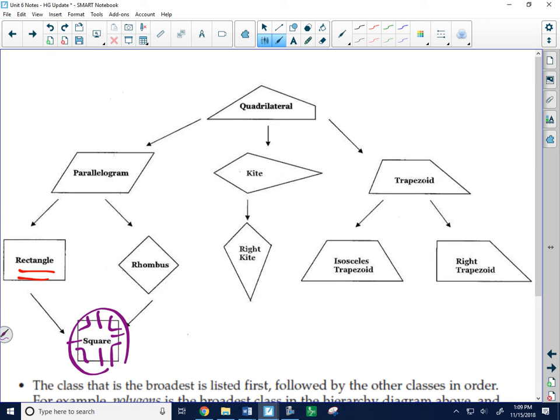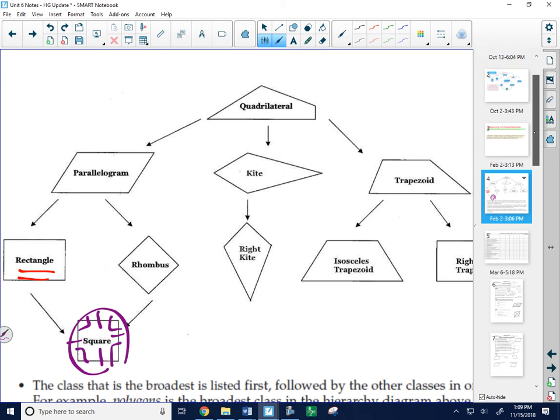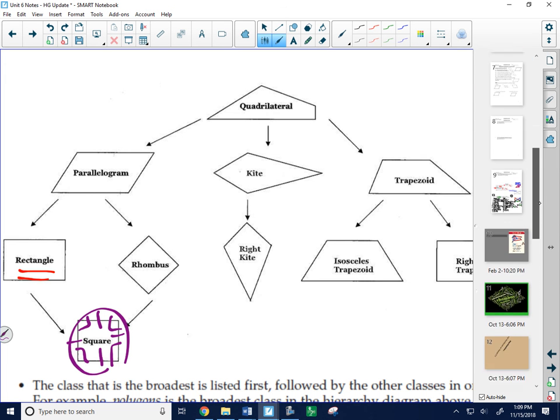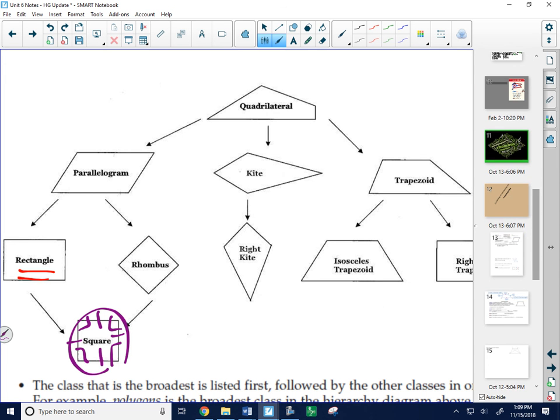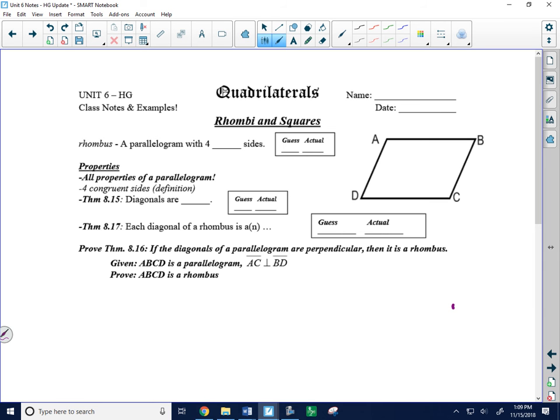So let's look at rhombi. This is a type of parallelogram. It has all the properties of a parallelogram. It does not have the properties of a rectangle. Did you have a question for that? No. It is a parallelogram with 4 congruent sides. That's the basic definition. 4 congruent sides. There are 2 new properties.